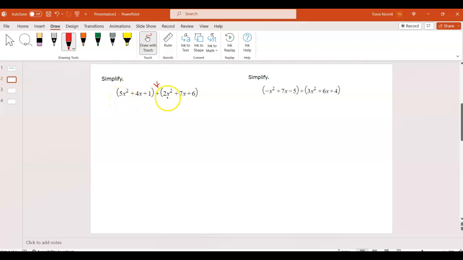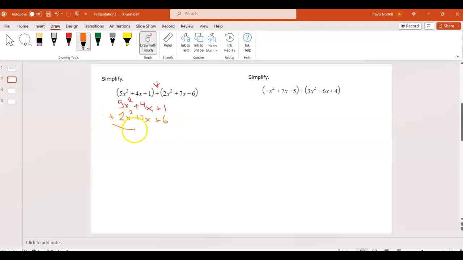So what I like to do is put the like terms underneath each other. So I've got a positive 2x squared. So I'm going to have positive 5x squared plus 4x plus 1. And underneath that, I'm going to have my second polynomial, positive 2x squared plus 7x plus 6. And you can see here that I am adding these.